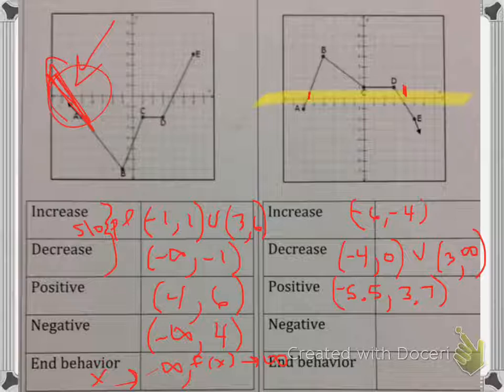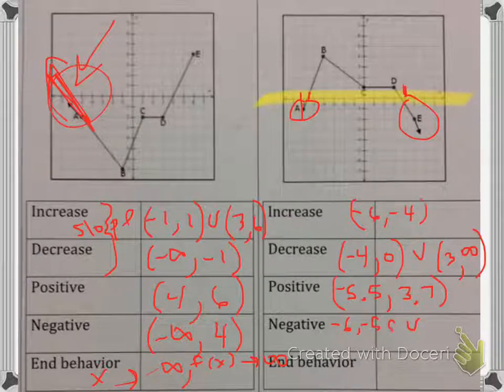Everything else is below the x-axis, so we're going to write two intervals of below because I have two spots where it's below. I have here and then I have here. So this really starts at like -6 and goes to -5.5. And then this one starts at 4 and goes on forever to infinity.